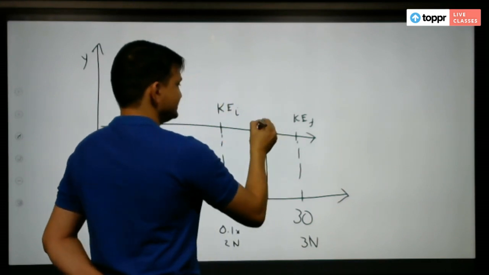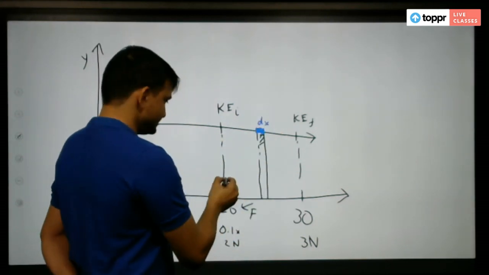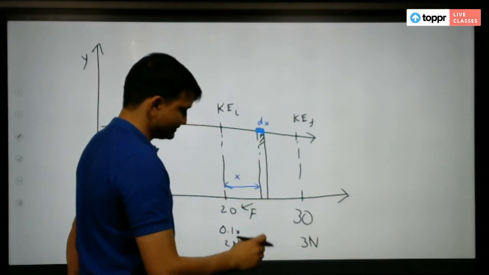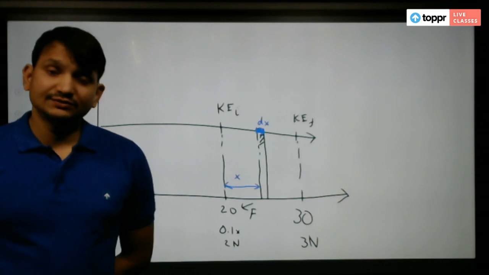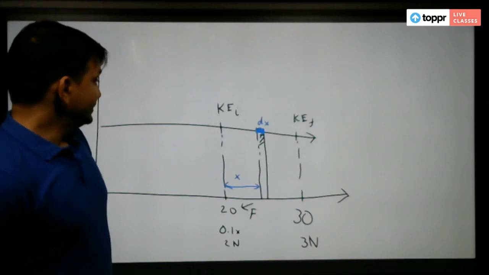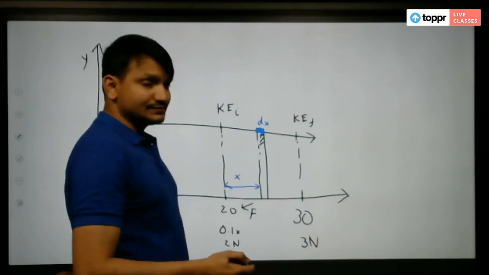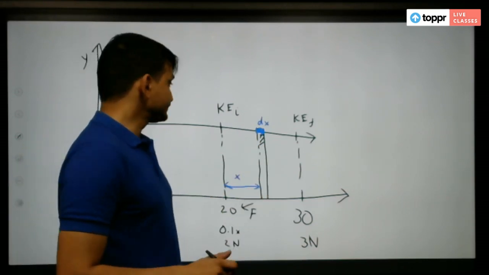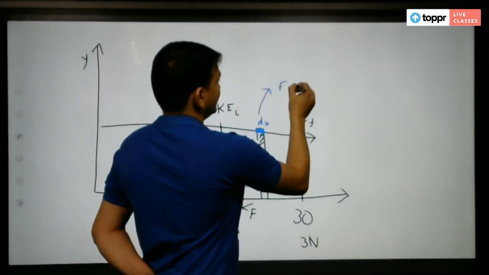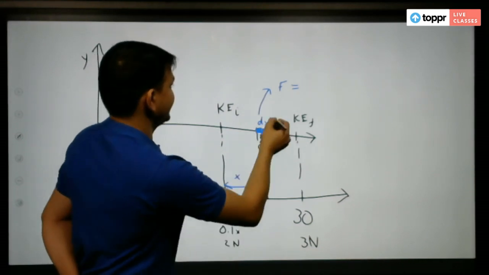Let's say this distance is dx, and it is x from here. At distance x from the 20 meter mark, we are considering a distance traveled dx. This is a very small distance, so we can consider that the force would be constant throughout. So the force acting here is 0.1x, and what is the value of x here? 20 plus x.